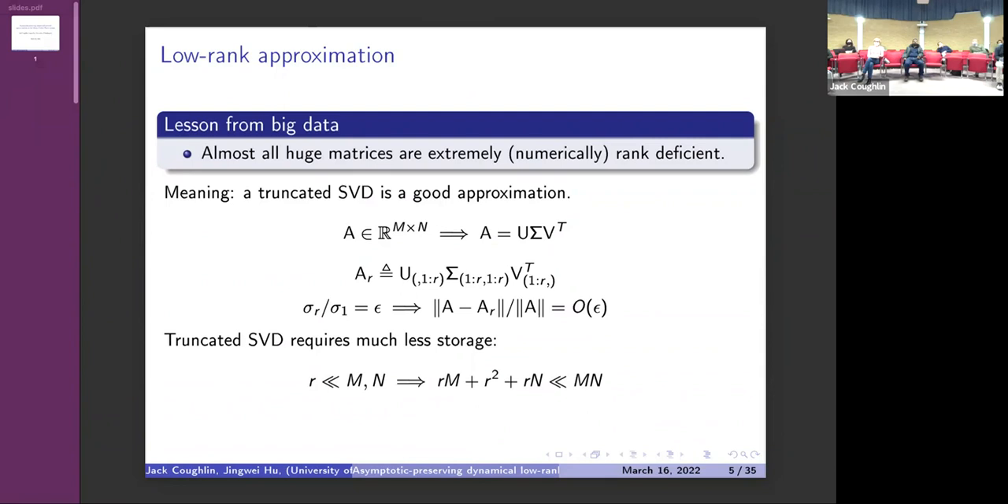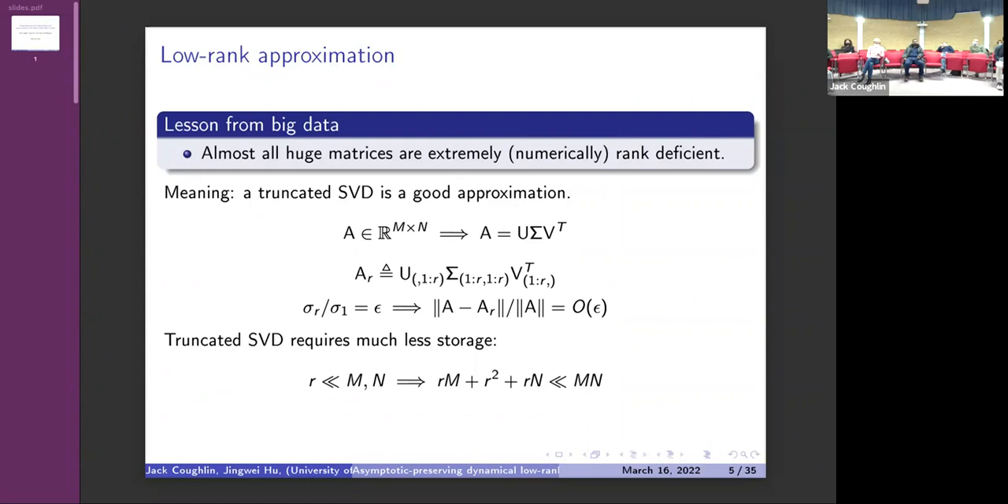So let's let A be an m by n matrix, and m and n are written in capitals to remind you that they're very big. So A has a singular value decomposition, U Sigma V transpose. And what we can do is pick a cutoff R, and drop everything past the first R singular values. If the rth singular value is very small compared to the first, then this truncation is a very good approximation to A. So this is a pretty standard idea in intro numerical analysis courses.